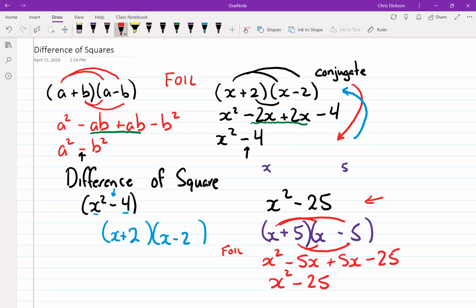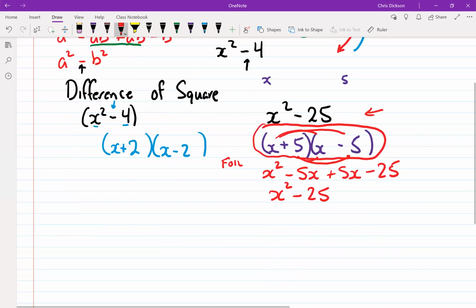Now, the actual answer is this, though. That's the answer to the question if we were to ask to factor it. I'm just showing you that expansion is the opposite of factoring and gets you back to your beginning so you can check your work.